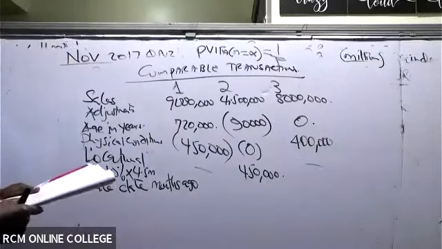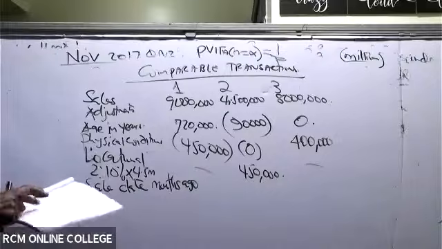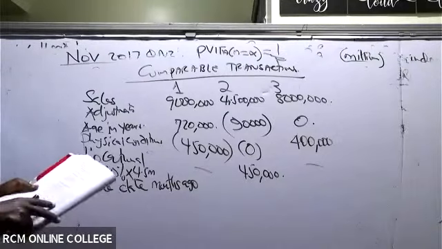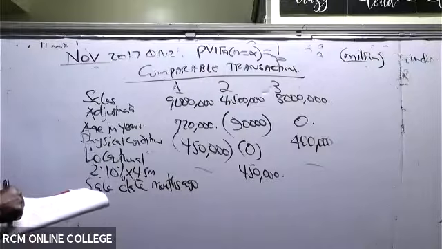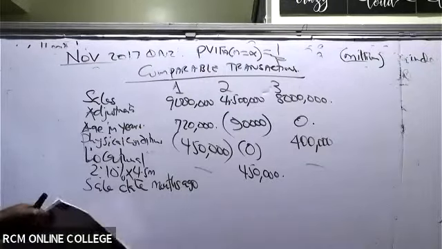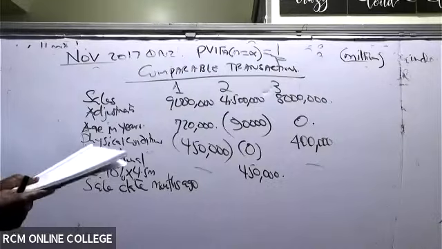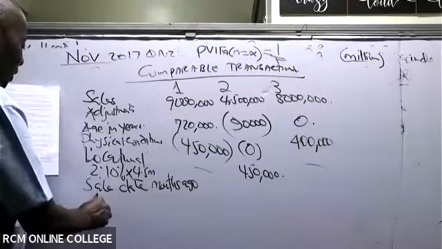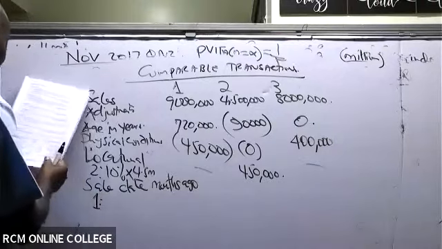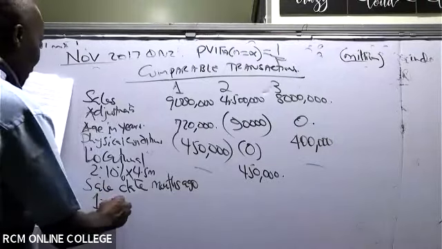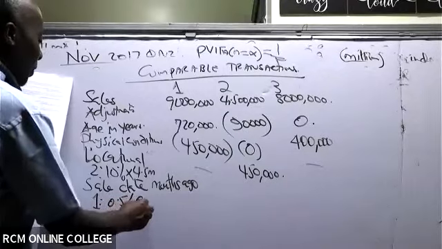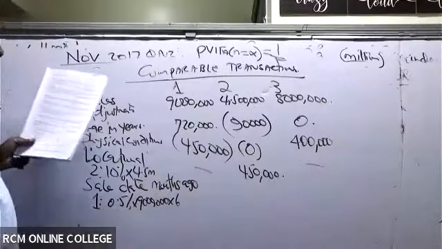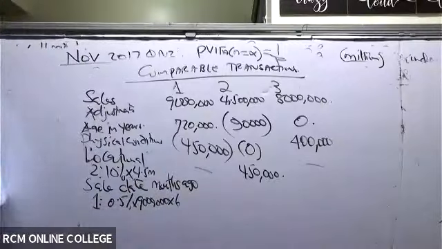So it is 0.5, 0.5% per month. So we start with property one. It will be 0.5% times 9 million. This is per month, and you can see property one was sold 6 months ago.